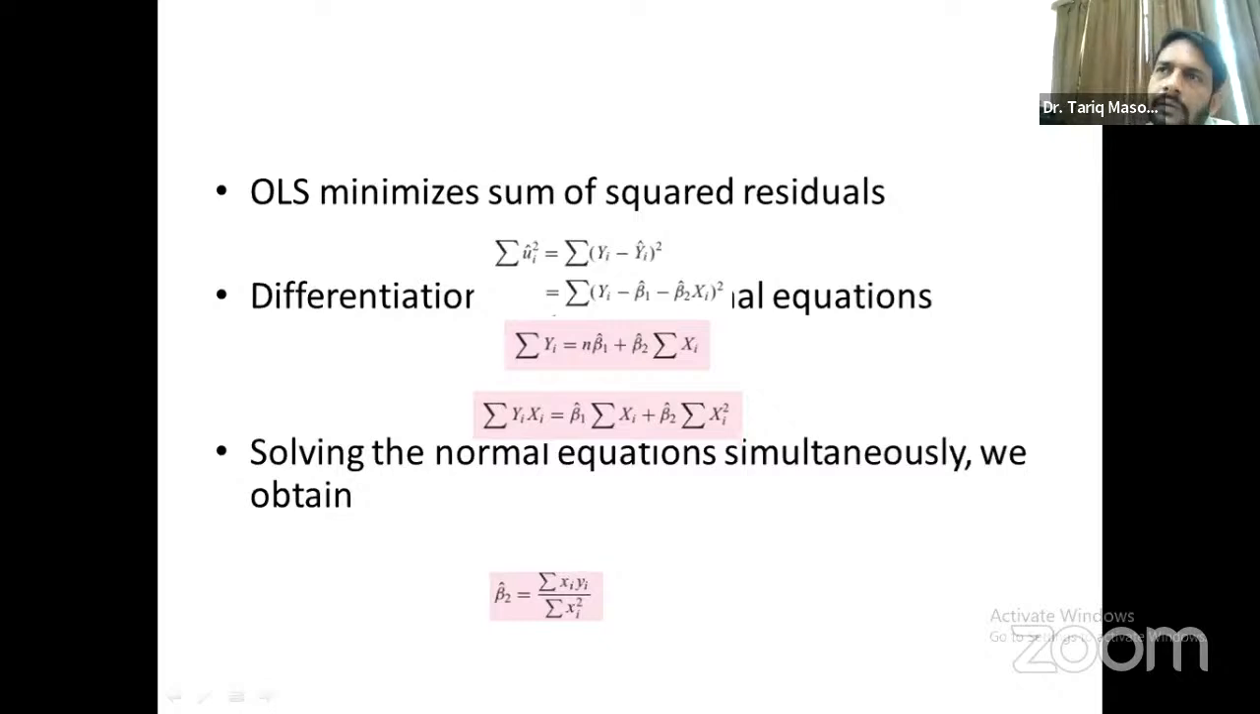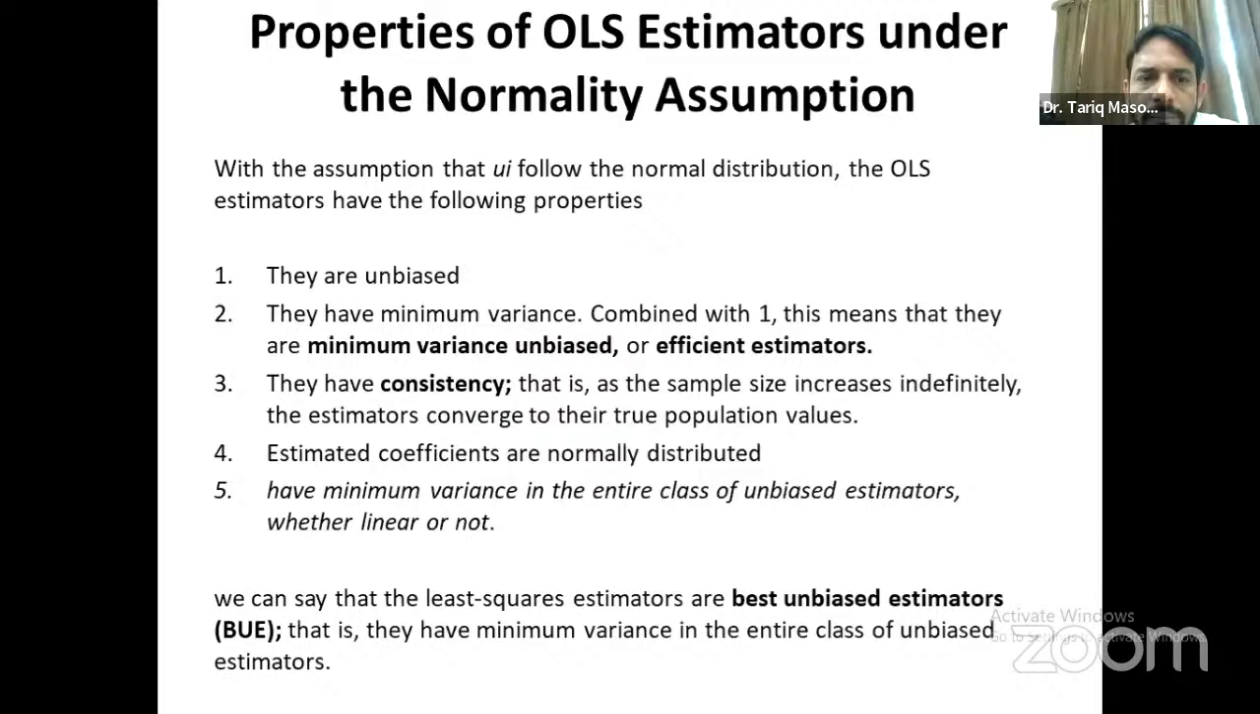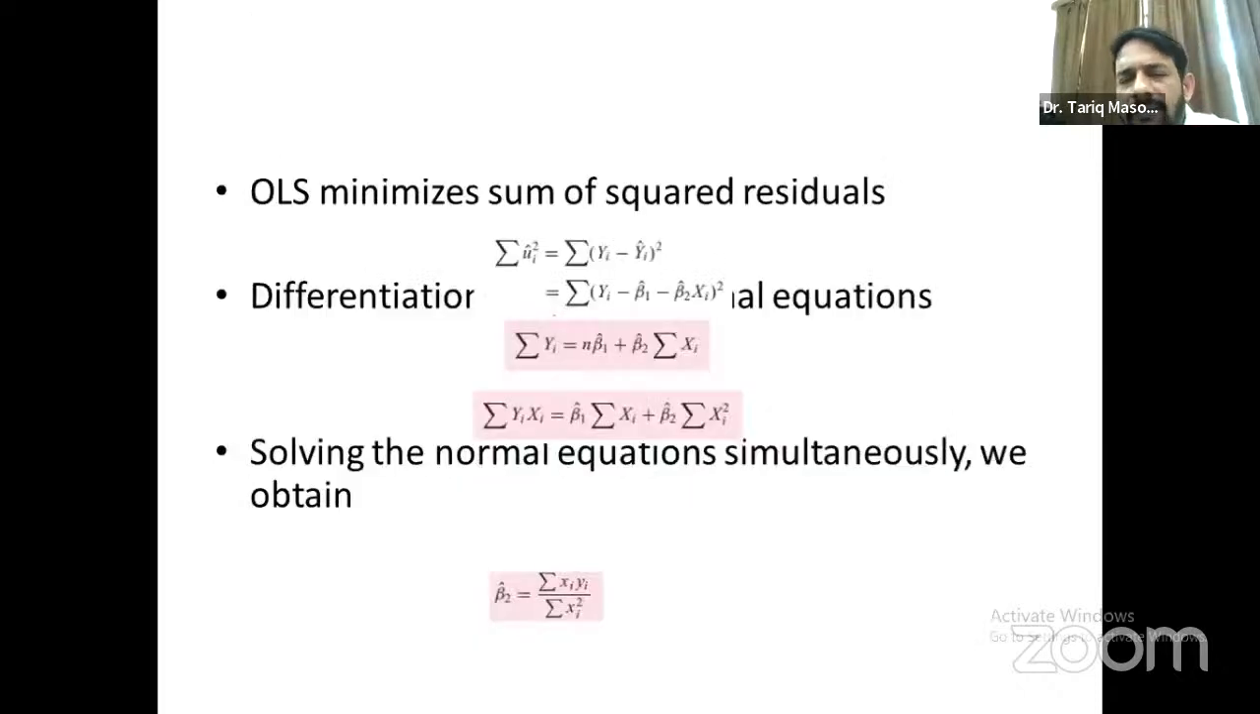So for getting beta 2 cap by this formula, you can generate some new columns: small xi, small yi, and small xi square. Then you can put all those values here. After generating the xi yi column, you can put all these values and you will get the value of beta 2. In a similar way you can get the value of beta 1. So this is the method of OLS.